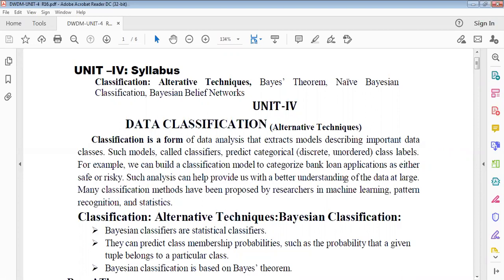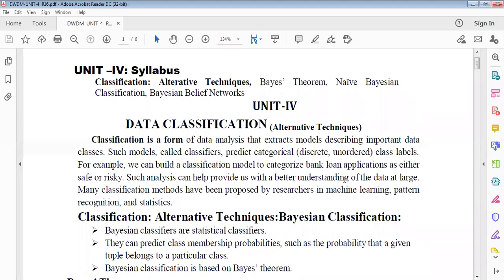Classification, simply, is a form of data analysis that extracts models describing important data classes. Such models are called classifiers, and they predict categorical class labels. For example, we can build a classification model to categorize bank loan applications as either safe or risky. Such analysis can help provide us with a better understanding of the data at large. Many classification methods have been proposed by researchers in machine learning, pattern recognition, and statistics.